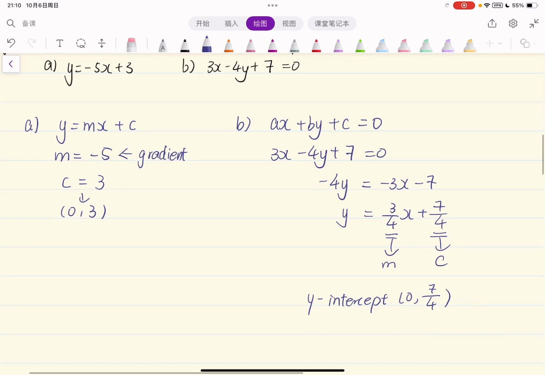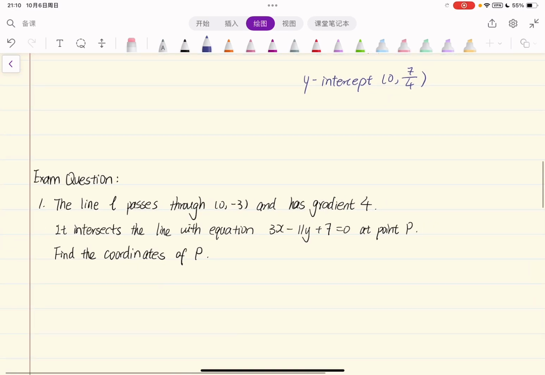Now let's move on to see some exam questions. There is a line L that passes through (0, -3) and has gradient 4. It intersects the line with equation 3x minus 11y plus 7 equals 0 at point P. Find the coordinates of P.